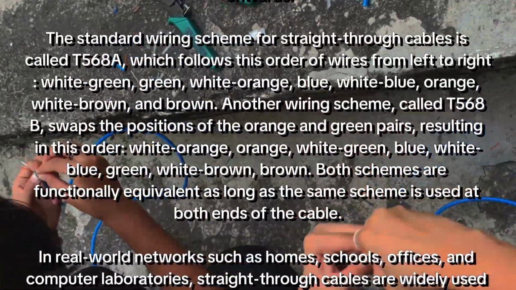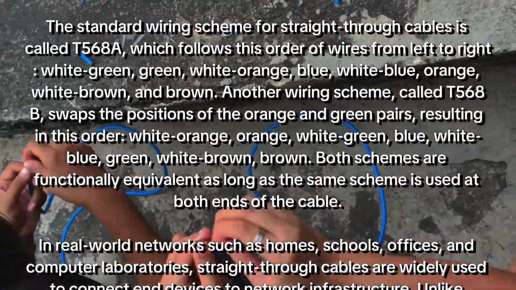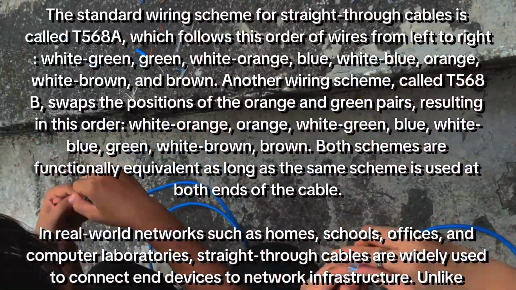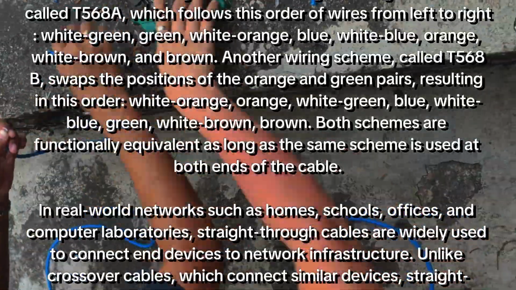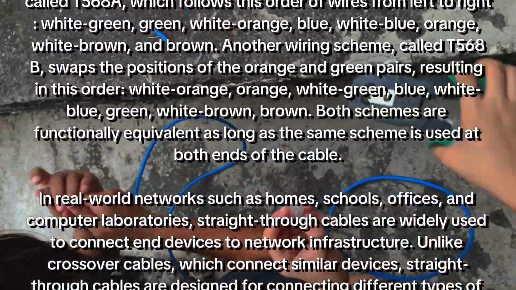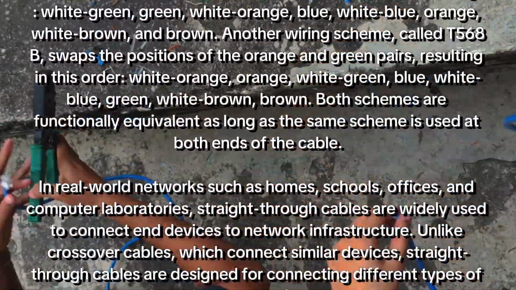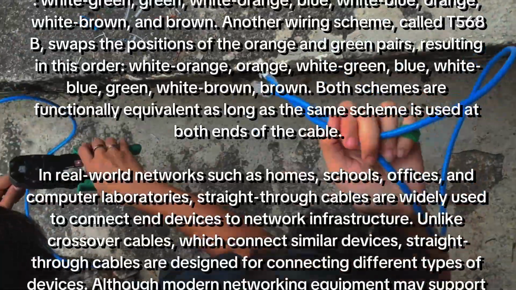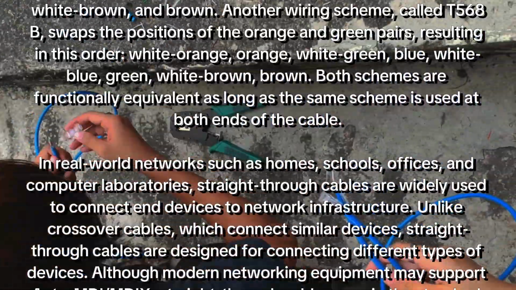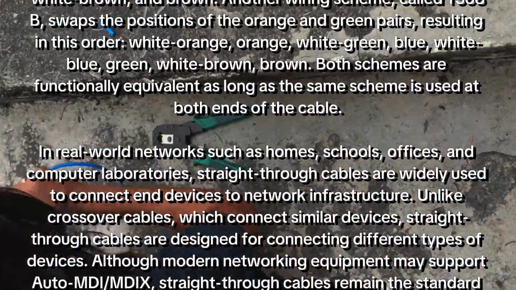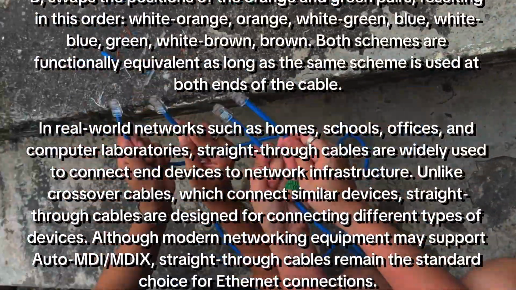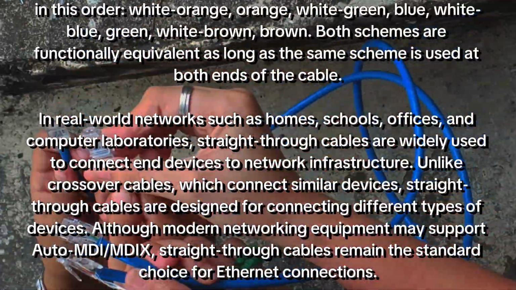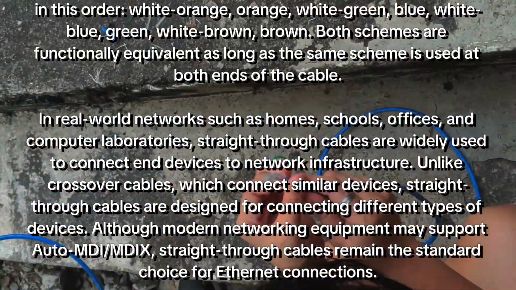In real-world networks such as homes, schools, offices, and computer laboratories, straight-through cables are widely used to connect end devices to network infrastructure. Unlike crossover cables, which connect similar devices, straight-through cables are designed for connecting different types of devices. Although modern network equipment may support auto MDI/MDIX, straight-through cables remain the standard choice for Ethernet connections.